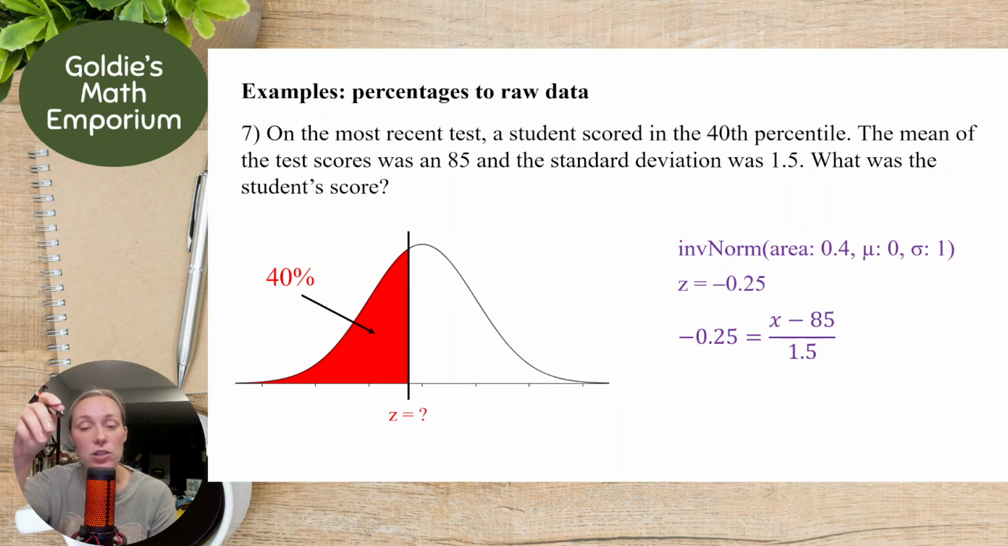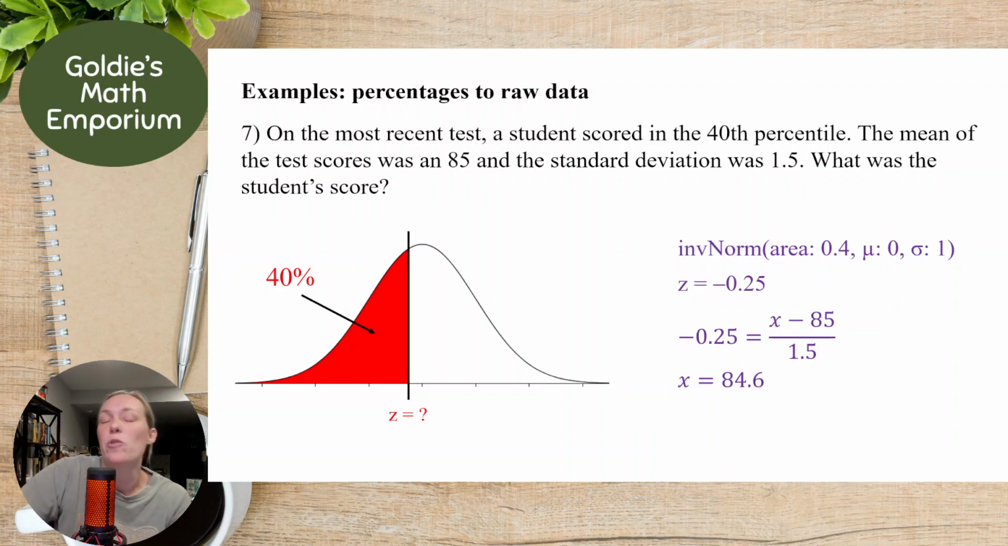But once we get the Z-score, now we have to find our X because we want to know the student's score. So we plug it into the formula. We put negative 0.25 as your Z. X is what we're trying to find. Mu is 85. Standard deviation is 1.5. We solve for X and we get 84.6. So the student's score was 84.6 to score in the 40th percentile.